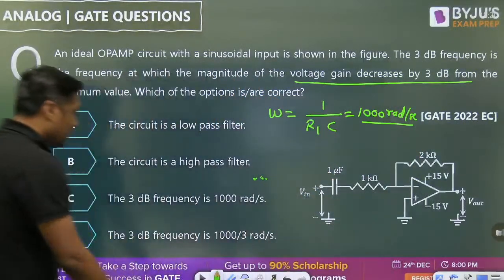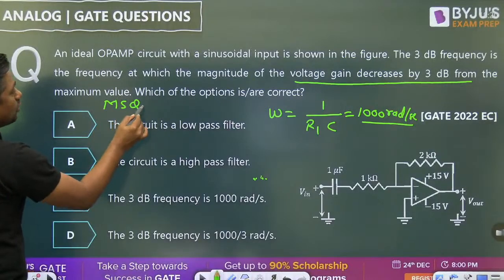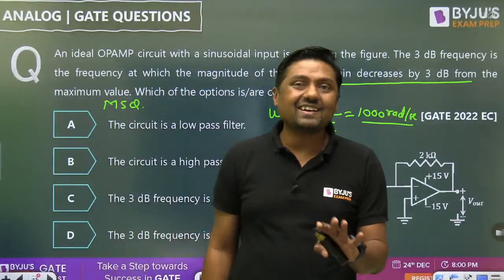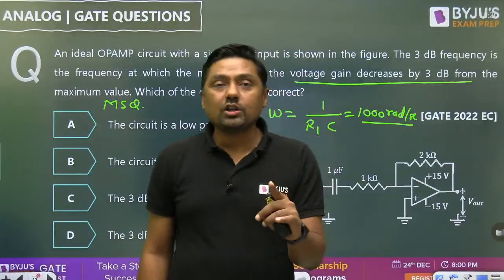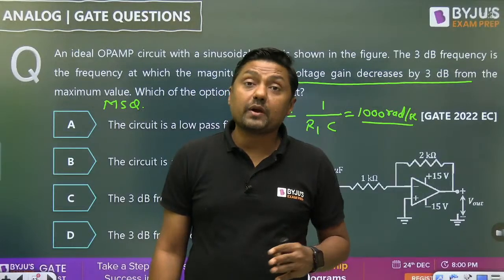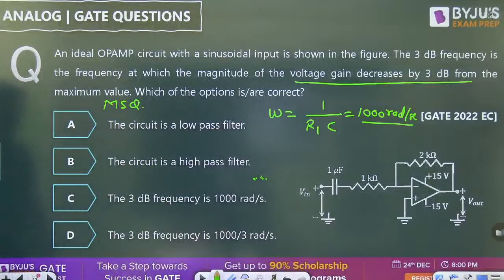1000 radian per second. So this was the MSQ question. Last time almost 14 questions were MSQ in the electrical and electronics branch. So why 14 questions? This time we may expect more than that. So MSQ, which answers are correct?